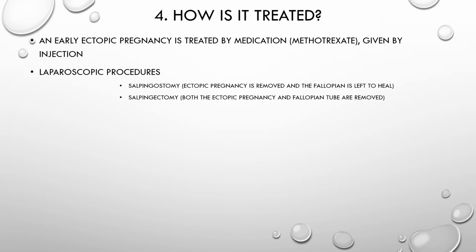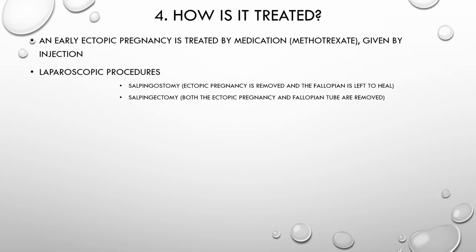Okay, the next one: how is it treated? An early ectopic pregnancy is treated by medication. This medication is called methotrexate. So you don't need to try to go to the shop and buy this. You're not going to get it in any pharmacy. It's not an over-the-counter type of medication that you can just go buy. It is given by injection by qualified personnel. Then this medication will destroy those cells in the fallopian tube. It will destroy them, then they will be absorbed in the body, and that's it. Simple like that. Then you will be fine.